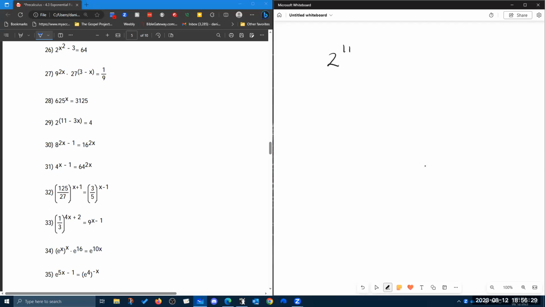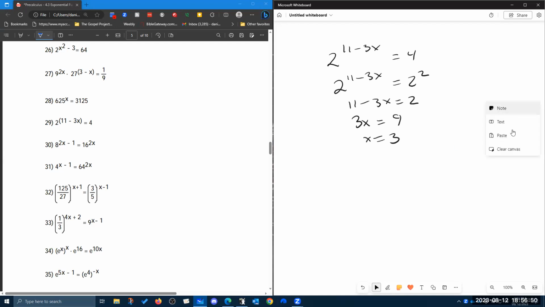2 to the 11 minus 3x is equal to 4. 2 to the 11 minus 3x is equal to 2 squared. 11 minus 3x is equal to 2. 3x is equal to 9, and x is equal to 3.